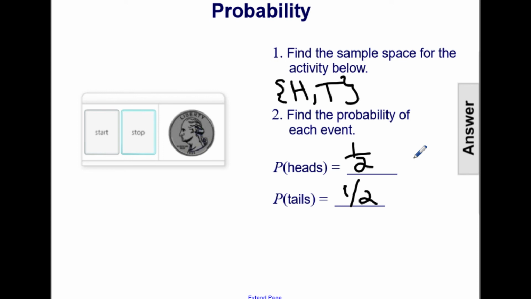So no matter what the event, you have to look at the sample space and then look at the probability. What is your favorable within that sample space out of the total?